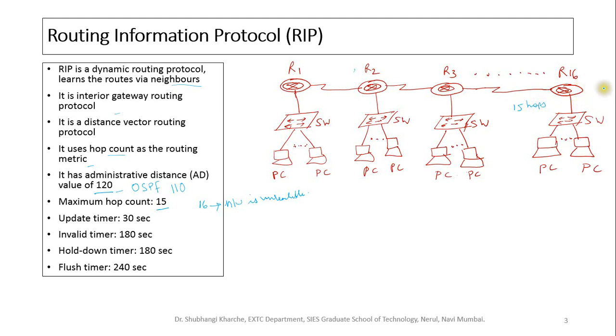If you add one more router over here in this network and try to configure RIP, then that router will be unreachable because the maximum hop count in the RIP protocol is 15.